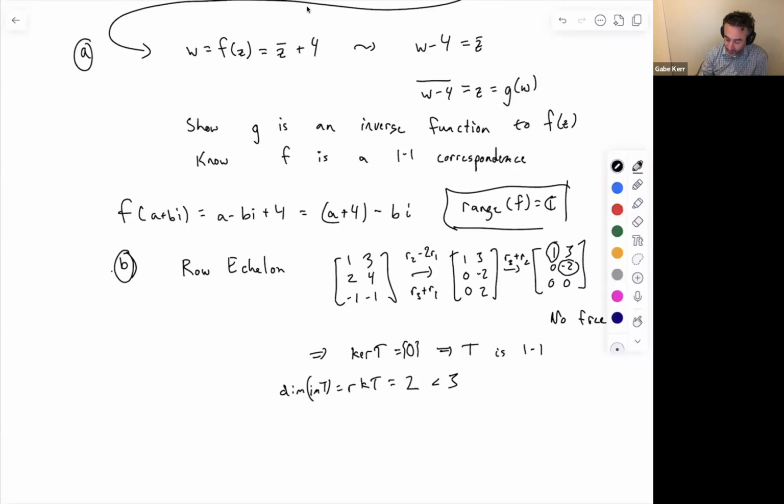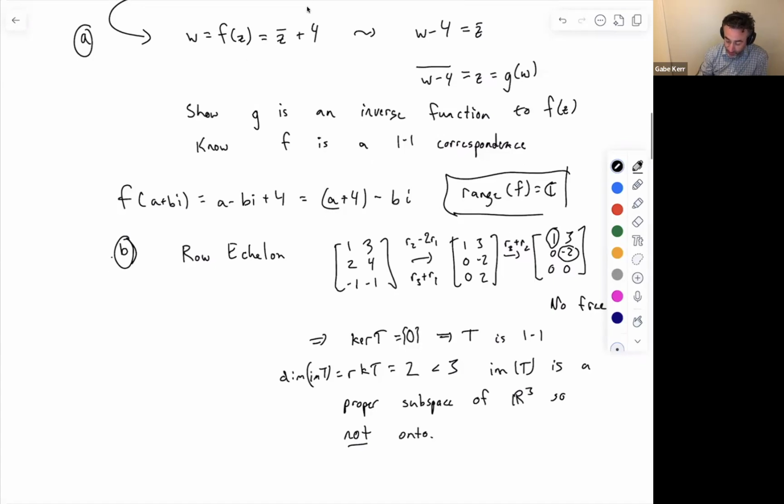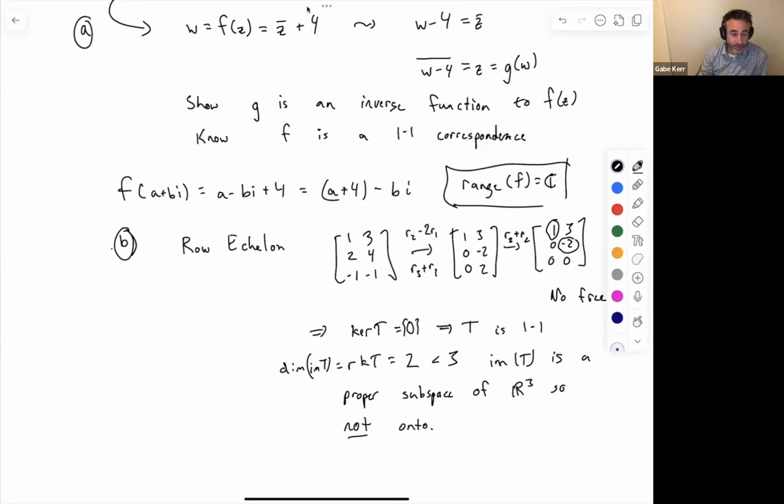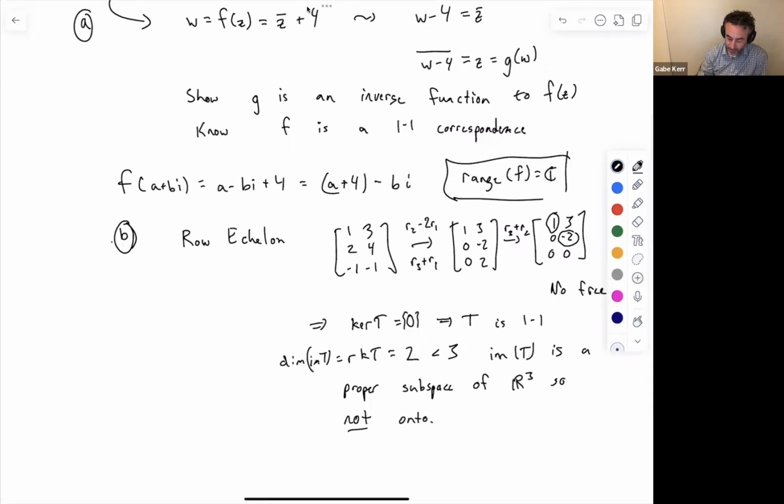Pardon me. So that image, what I'm saying is the image of T is a proper subspace of the three-dimensional space R3, not onto. And furthermore, the range, you know what the range is. What is the range here? I mean, just from a description, what's the range of the space?